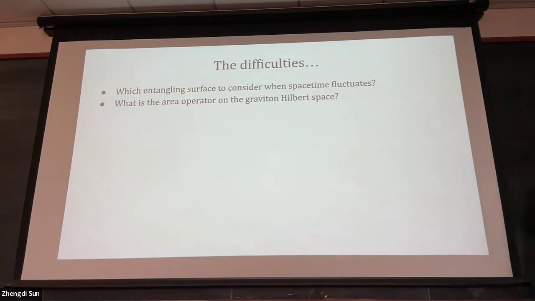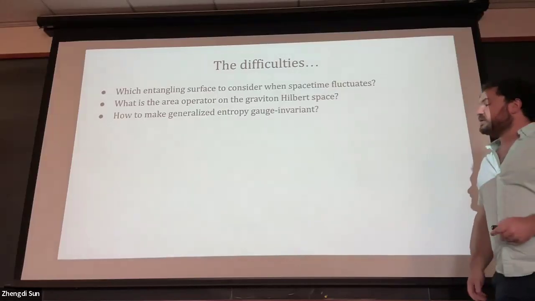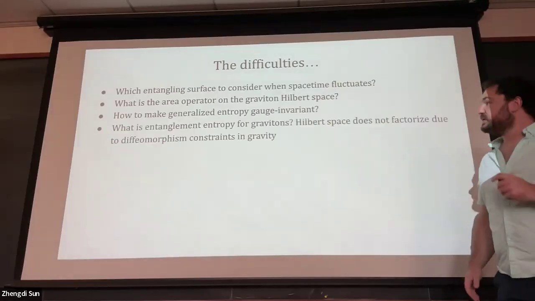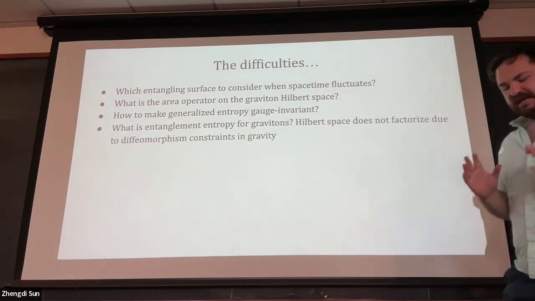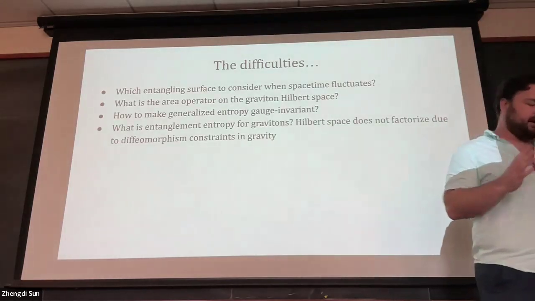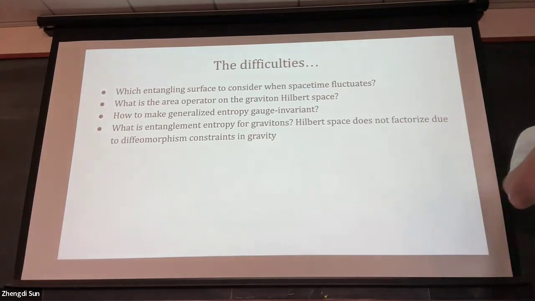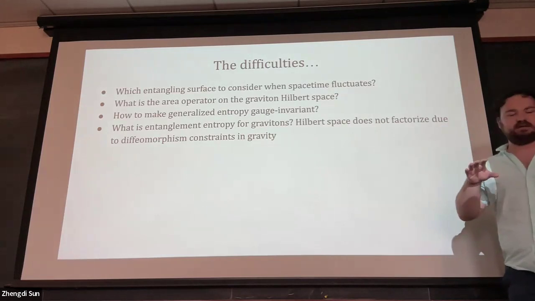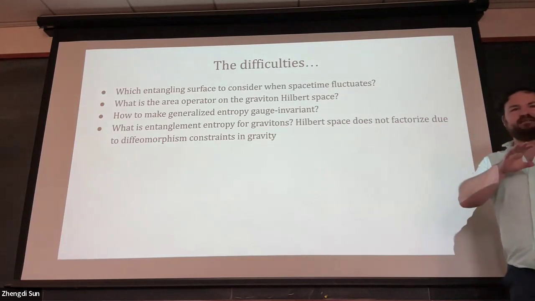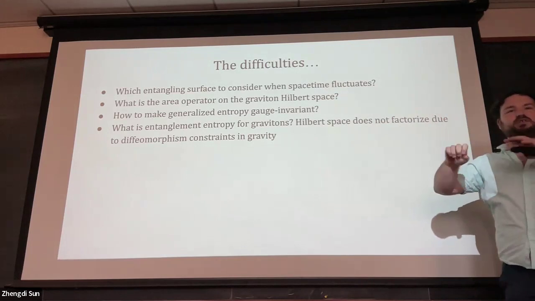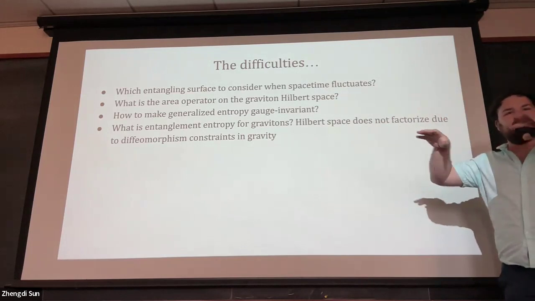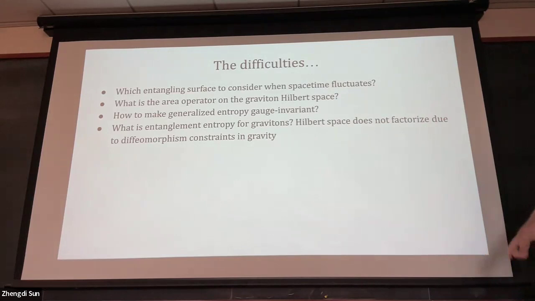So this is something that I mentioned before, but you want to figure out what is the area operator, in what metric, what surface, and so on. And you want to make this thing gauge invariant. That's very important. And you want to figure out how to compute entanglement entropy for gravitons. So this is an old problem because in gauge theories, you don't really have factorization of the Hilbert space. So if you wanted to find entanglement for some subregion, the constraints of the gauge theory relate that subregion to its complement, and it's non-trivial in order to factorize that Hilbert space and actually define an entanglement entropy. So I'll touch on that mostly at the end.